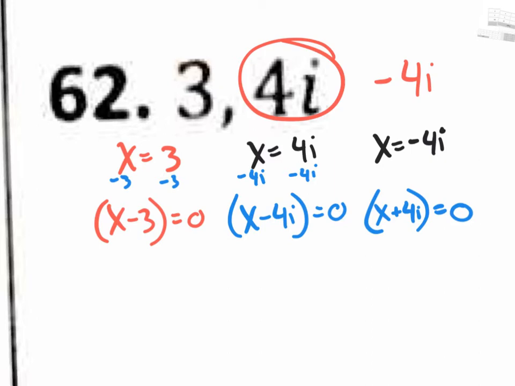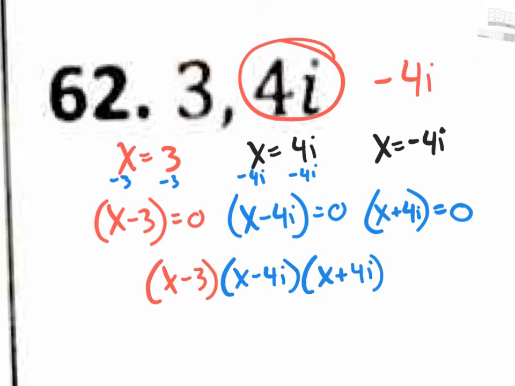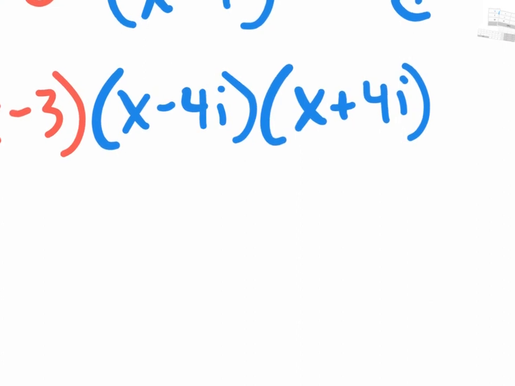Now they're all set each equal to 0, so we want to work backwards. We're going to use the zero product property backwards and put these binomials together. So the first binomial is x minus 3. I want to multiply that by x minus 4i, and then multiply that by x plus 4i. Now, when you do this, please begin with the complex numbers, with the imaginaries. Because when you multiply a binomial with its conjugate that has i's involved, the i's end up canceling out, disappearing.